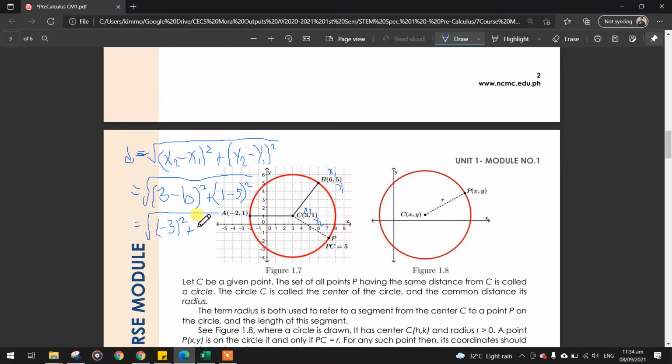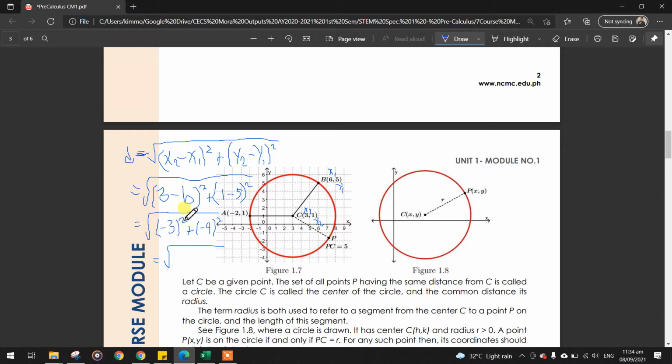Plus 1 minus 5 is equal to negative 4. Then squared. Okay. Next is to square what is inside our parenthesis. Negative 3 squared. So that's why I gave you problem set 1, so you can review your algebra.